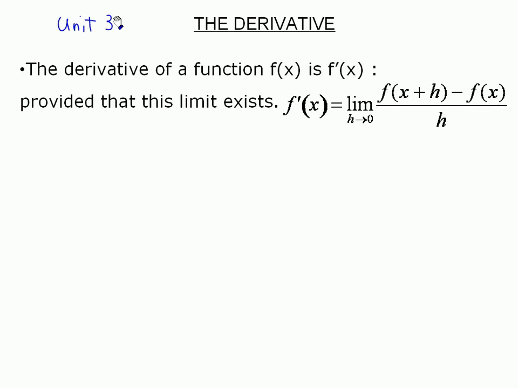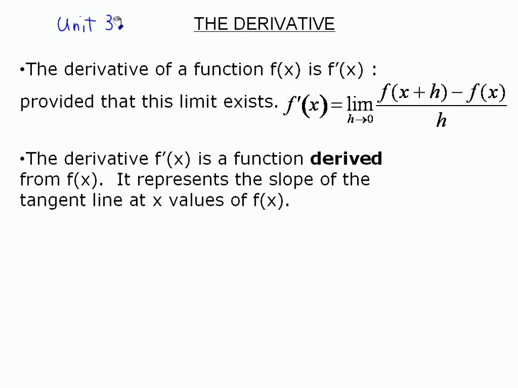So this finding the limit, or the slope of the tangent line, using this method is the derivative. And this derivative is a function itself. It's derived from f at x. And very important, it represents the slope of the tangent line at x values of f at x. So it is a formula that allows us to always, always, always figure out what the slope of a tangent line is.